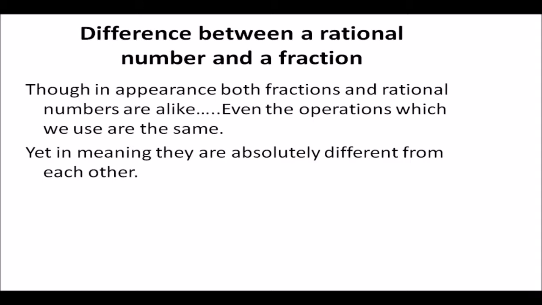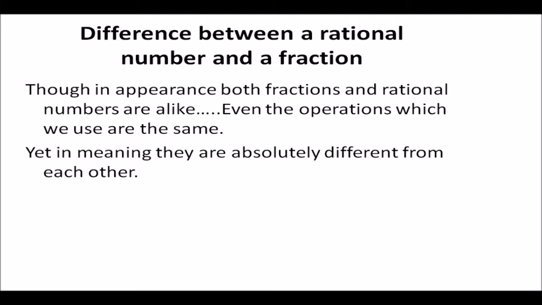Although we write a rational number and a fraction in the same manner, that is, both have a numerator and denominator, yet there is some difference between them. In appearance, both fractions and rational numbers are alike. Even the operations which we use on them are the same, like we can always add or subtract or multiply or divide rational numbers just as we do in the case of fractions. But there is some difference between their meaning. They are absolutely different from each other if we go deep into the meaning of a rational number.